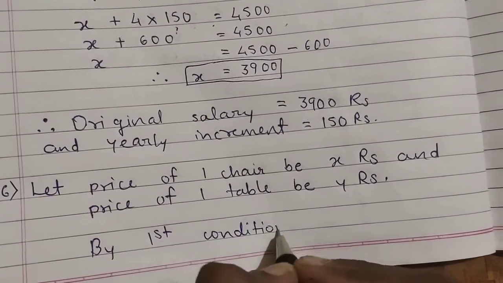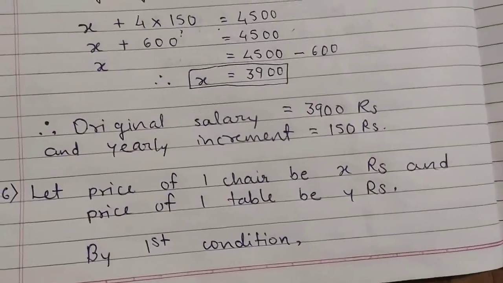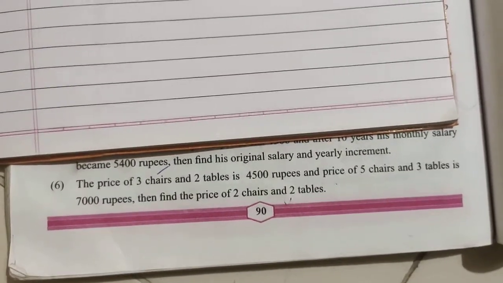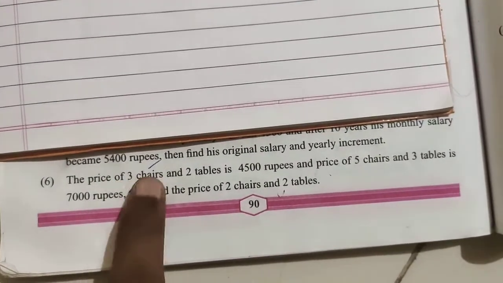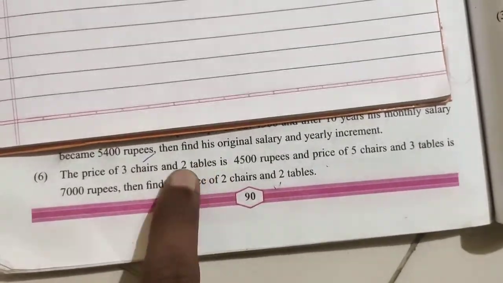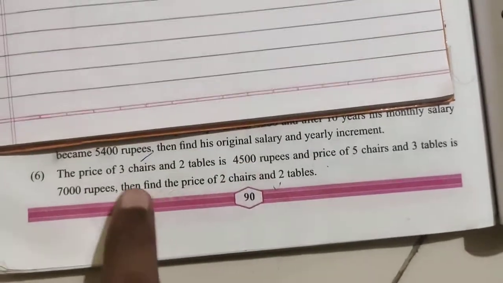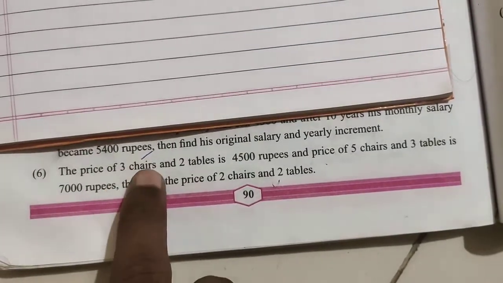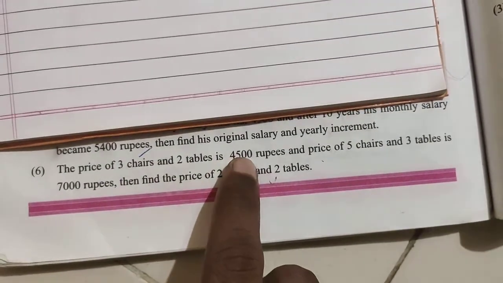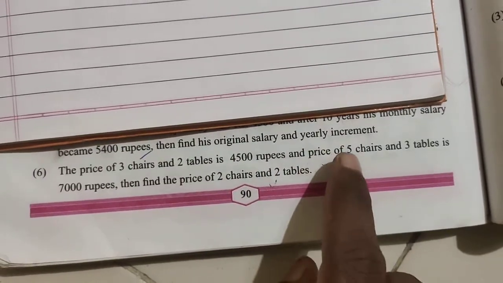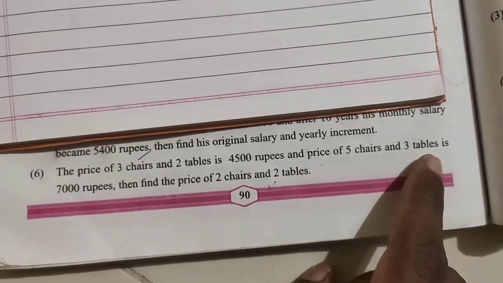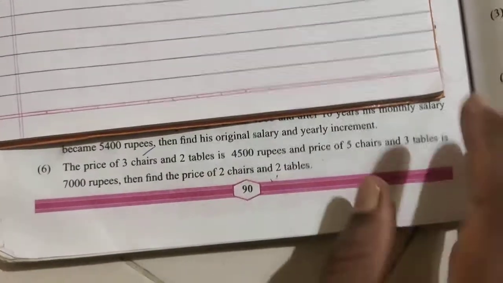By first condition, students, see first condition. 3 chairs means what? 3x. 2 tables means 2y. So together cost is 4500. So your first condition is 3x plus 2y equals 4500, and your second condition is 5x plus 3y equals 7000. So let us do that.